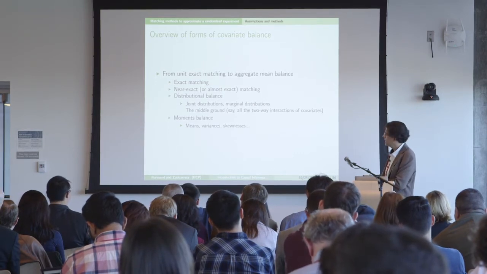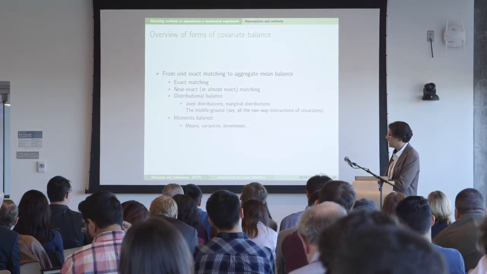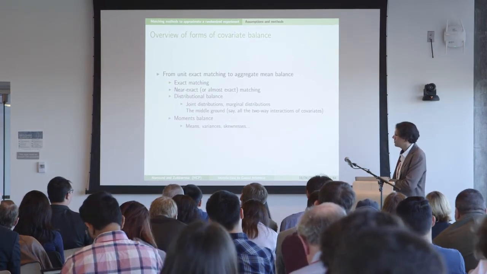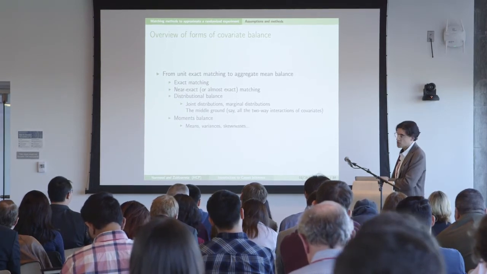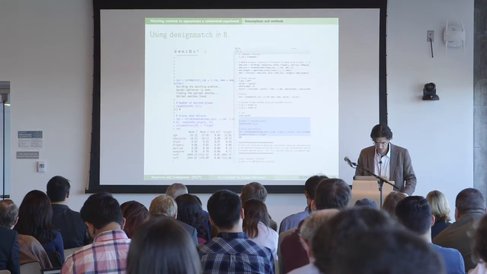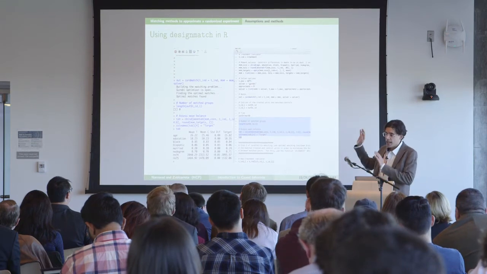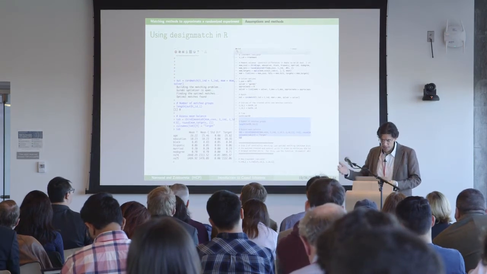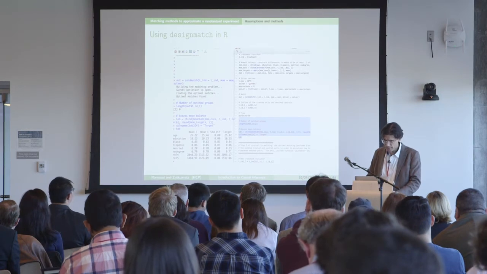So you balance the joint distributions of pairs of covariates, something that is often called strength K balance, you can implement here. And you can balance moments ranging from means to variances to skewness and so on. So in principle, you can balance many things. And here I would like to give you an example of how to use this. I can share this code with you after the tutorial.